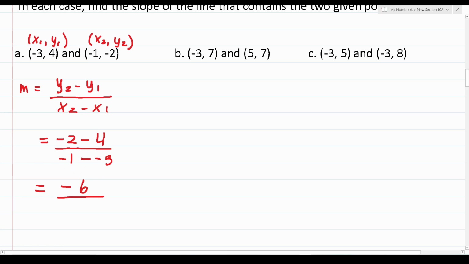And let me go ahead and fix this right here. This says -1 minus -3. A minus minus always becomes a plus. So this is -1 plus 3, or you could read this as 3 minus 1, which is just 2.